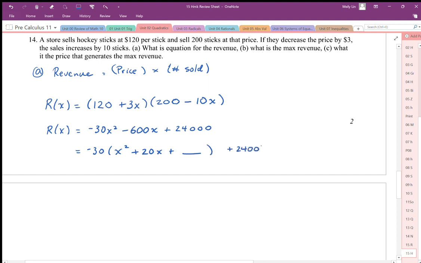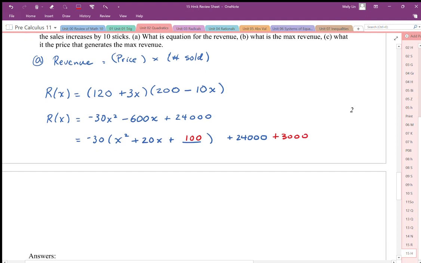So this is completing the square to find the vertex, which is different than completing the square to solve the equation. So I'm going to take the middle, square it, so I get plus 100. I've added negative 30 groups of 100, which is negative 3,000. So I'm going to balance with a positive 3,000 on this side. So there represents my maximum revenue.